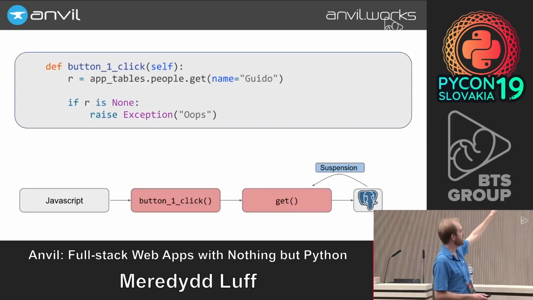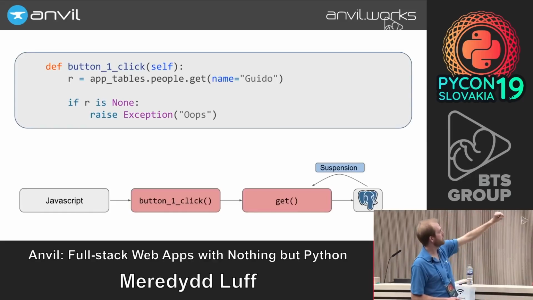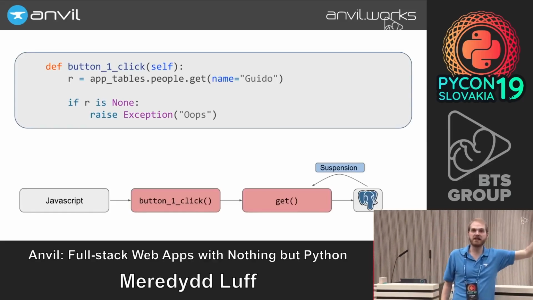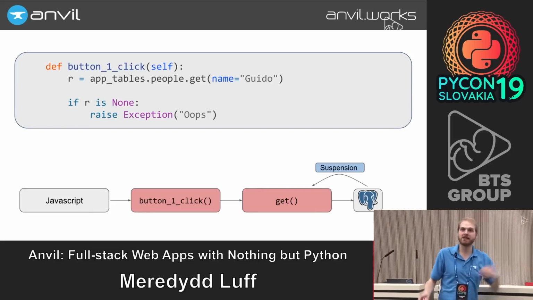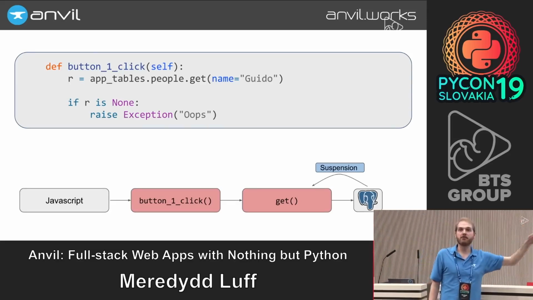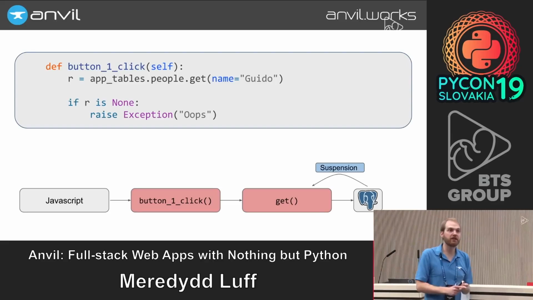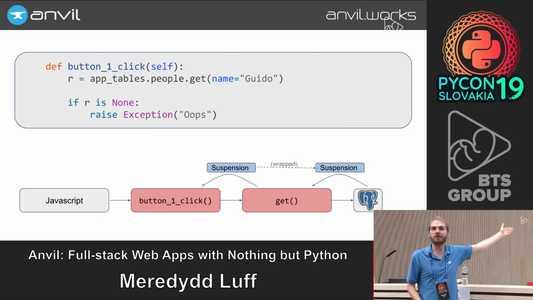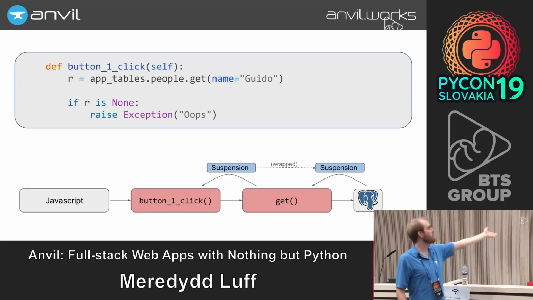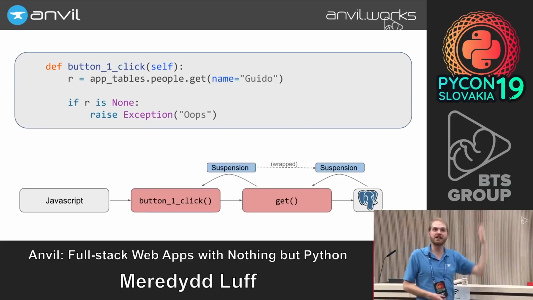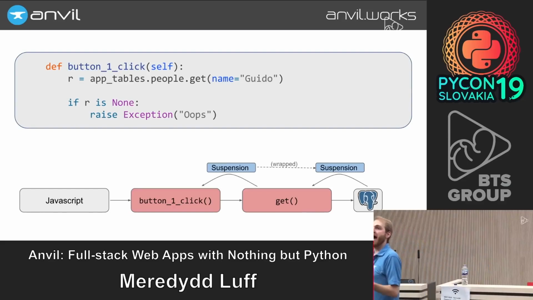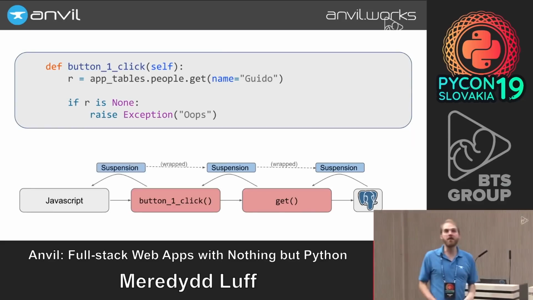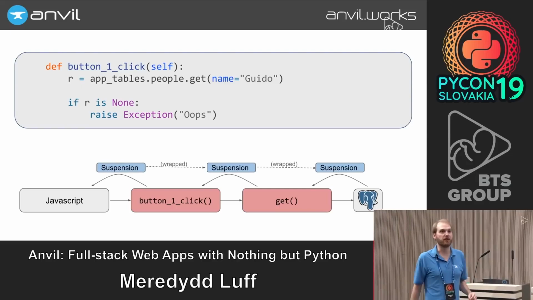So here's how that looks in a slightly more real-world example. We've got this button one click function. It's calling get, which is calling into the database, and the database is blocked. It has to go back and get some data. So get realizes it's been given a suspension. It saves its variables, saves its temporaries, saves where it is in the function, and then returns that as a new suspension that wraps the inner one. In button one click, again, the generated code realizes it's been given a suspension, so it saves its locals, its temporaries, and returns a suspension of its own. And then the JavaScript sits on it because we've finished executing.